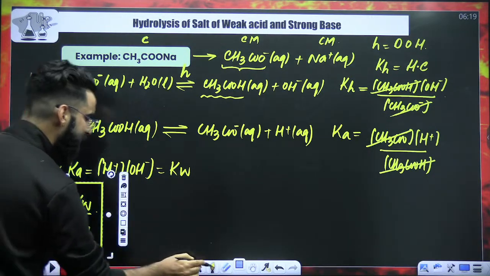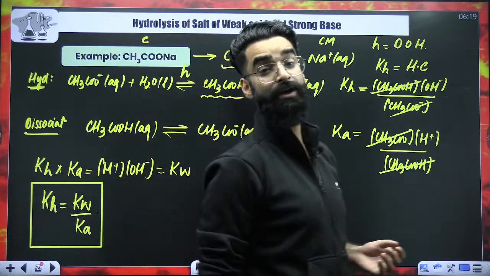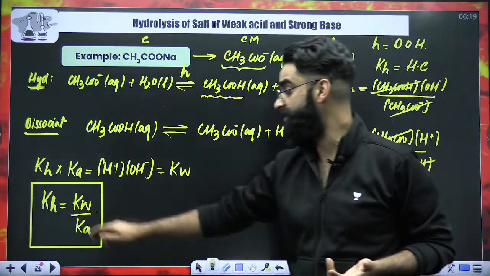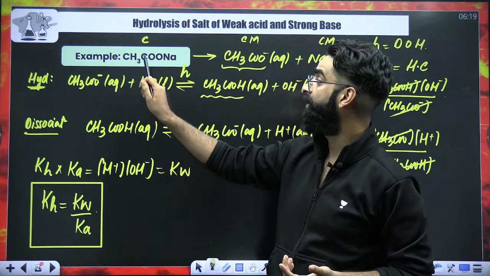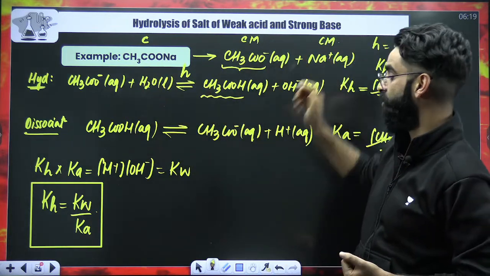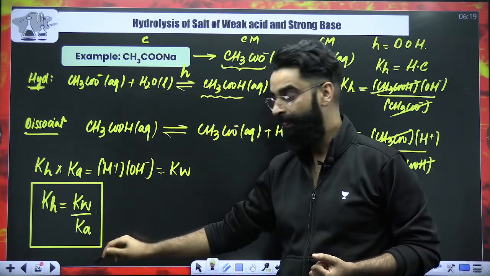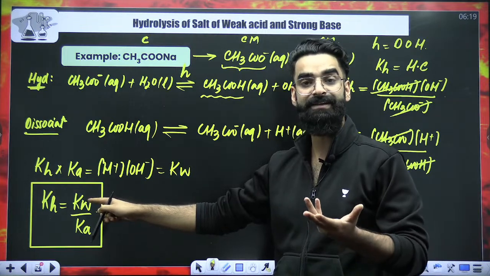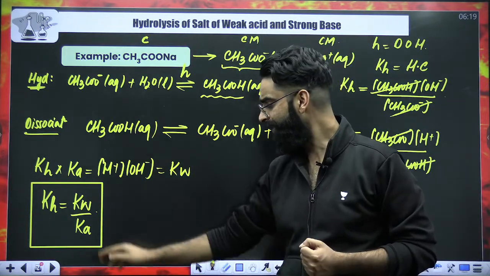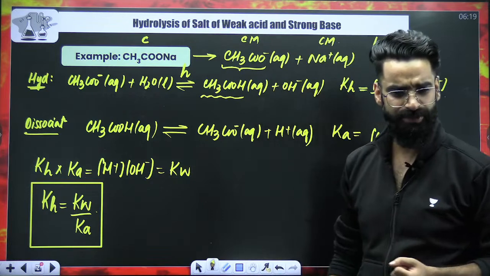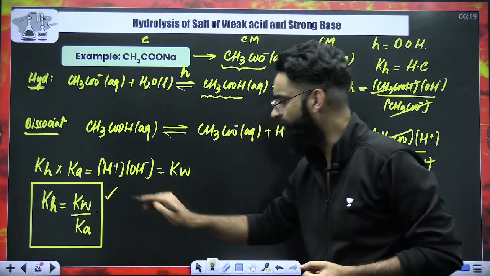Calculate the hydrolysis constant. Whenever you are supposed to calculate the hydrolysis constant of the salt of a weak acid and strong base, it's always Kw divided by Ka. The Kw value at 25 degrees centigrade, you already know, is 10 raised to power minus 14. And Ka will be given to us as per the question. So the first part of the question is done.